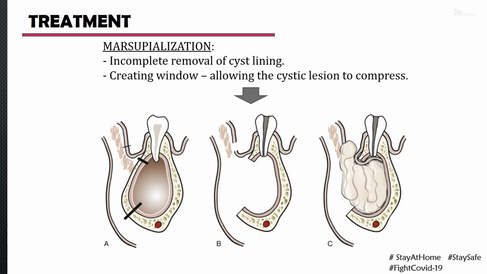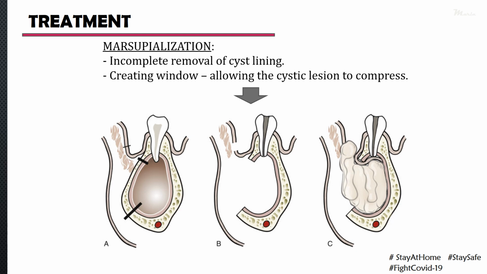The idea of marsupialization is to basically shrink the tumor, shrink the cyst in size. Because the lining is not continuous, this packed gauze acts as a pathway for drainage of the cystic content. Since no fluid is produced, it will not further enlarge.